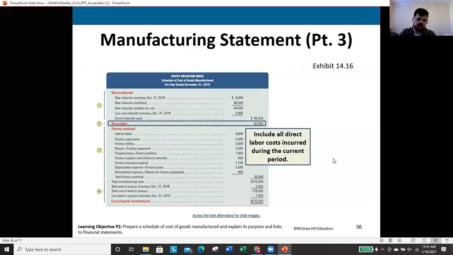Now, on the next section, we see our direct labor. This tends to be everyone's favorite piece of this report because it is typically the most simple. In this case, it's simply one number, so $60,000 coming straight through.